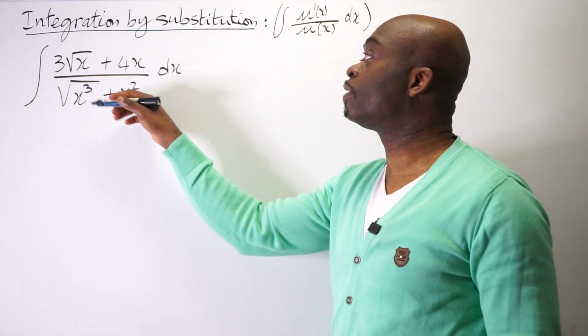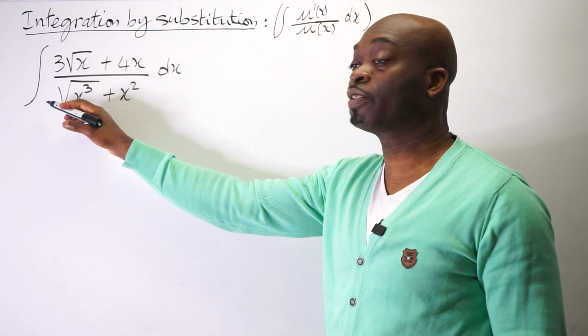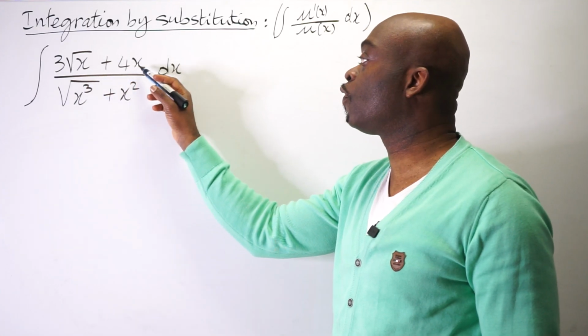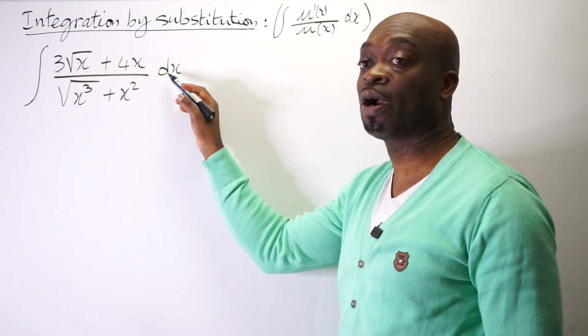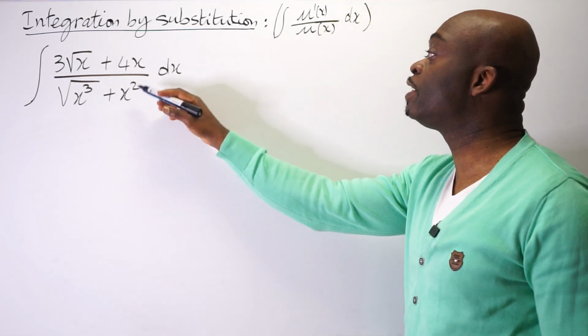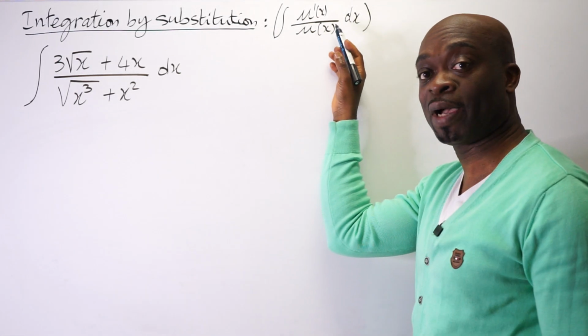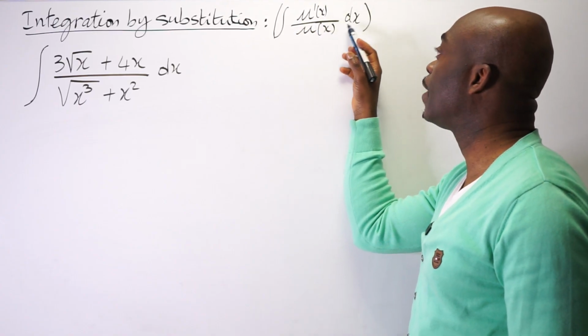Let's solve for this integral problem here. So, integration by substitution. This is the integral of (3 square root of x + 4x) divided by the square root of (x to the third power plus x to the second power) dx. The first thing we want to do is check if this problem agrees with this format: the integral of u prime of x over u of x dx.